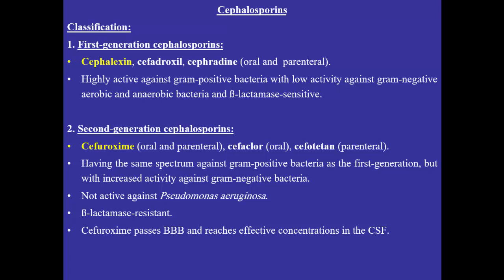First generation cephalosporins, cephalexin, cefadroxil, cefradine, are beta-lactamase sensitive, acid stable, with a narrow spectrum: active against gram-positive and low activity against gram-negative. Second generation cephalosporins, cefuroxime, cefaclor, are acid stable and can be given orally. They show an increased spectrum, active against gram-positive bacteria and most gram-negative bacteria, but not Pseudomonas. They are beta-lactamase resistant, so I can use them in treatment of beta-lactamase producing bacterial infection. They can cross the blood-brain barrier, but I can't use them in treatment of meningitis.